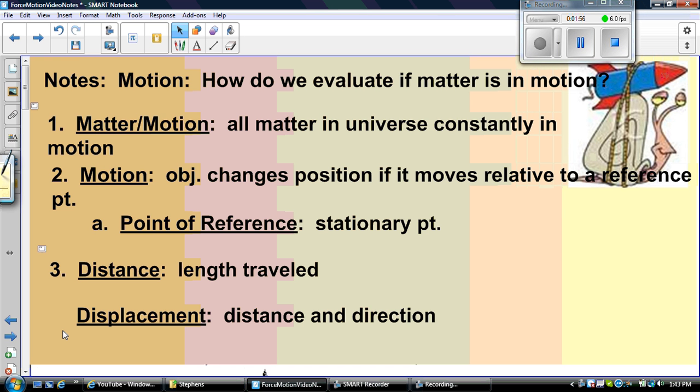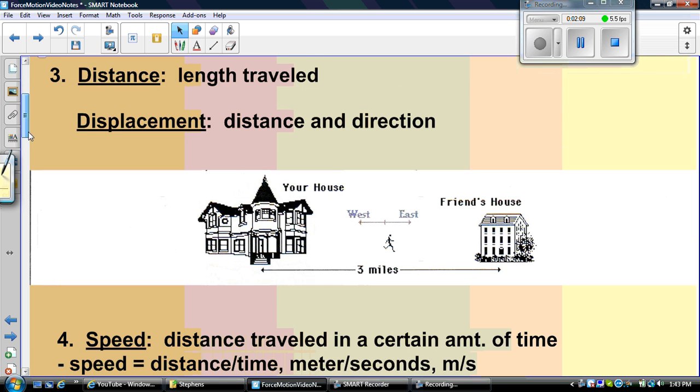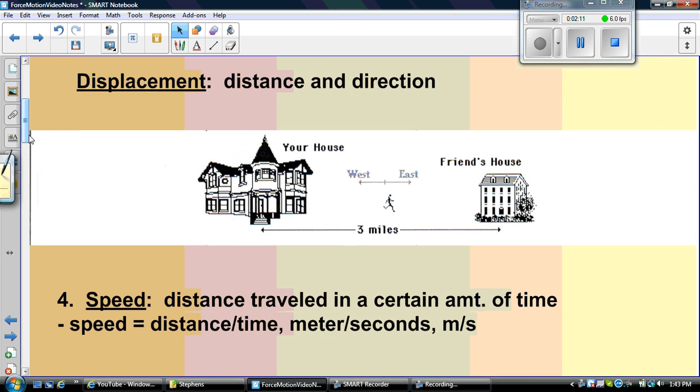Okay, just a couple things when I mentioned how we know if something's in motion. If distance changes relative to a reference point, and remember distance is the length traveled. Displacement, however, is distance plus direction. So, for example, if you travel from your house to your friend's house and it's 3 miles, that's your distance. And it also is your displacement, 3 miles east, because that's the direction you went. Displacement is also the shortest possible path from start to finish.